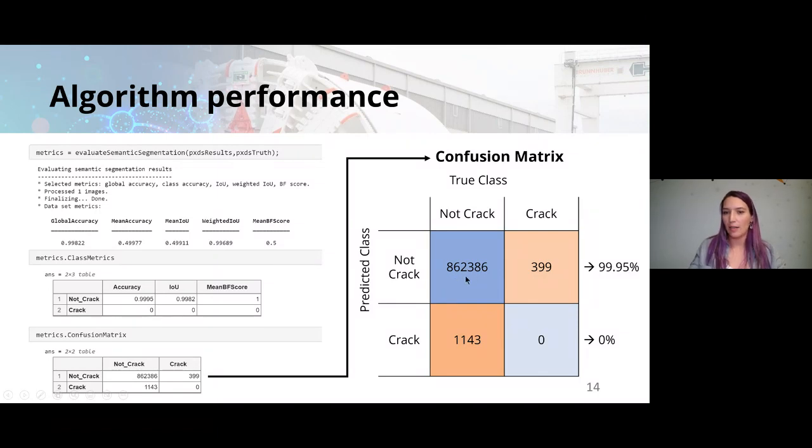So that's 862,000 times it was correct. But there were 0 times where there was a crack and it predicted there was a crack. So that's 0% accuracy. That's not very good. Okay, so what are we going to do about this?